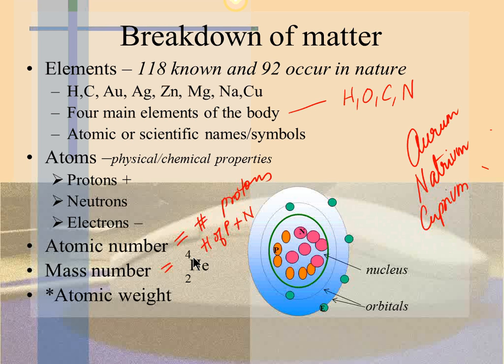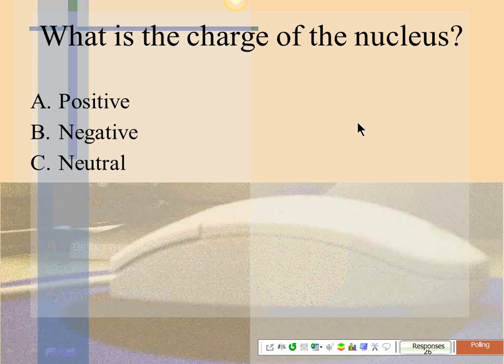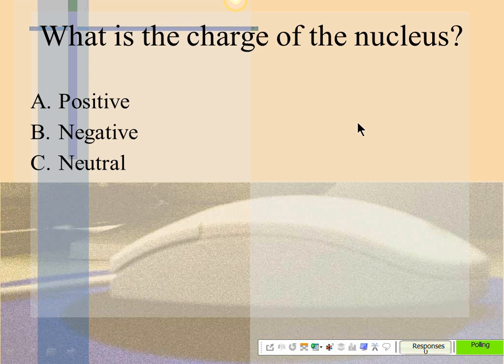Now there's another term which is called atomic weight. When we look at these elements, we sometimes have different forms of an element. For hydrogen, for example, it has 3 forms of it. Let me first ask you these questions, and then I'll go back to atomic weight. So let's see, what is the charge of the nucleus? Think of what is present in the nucleus and tell me what is the charge of the nucleus.